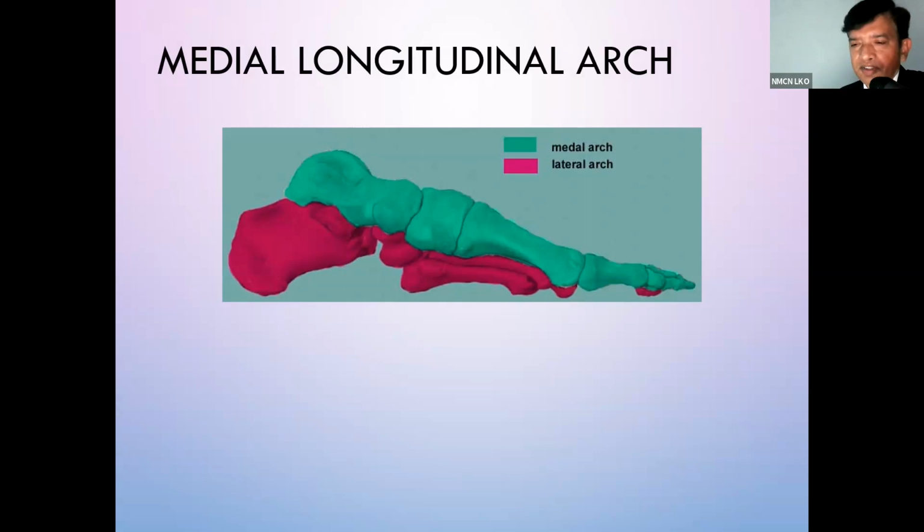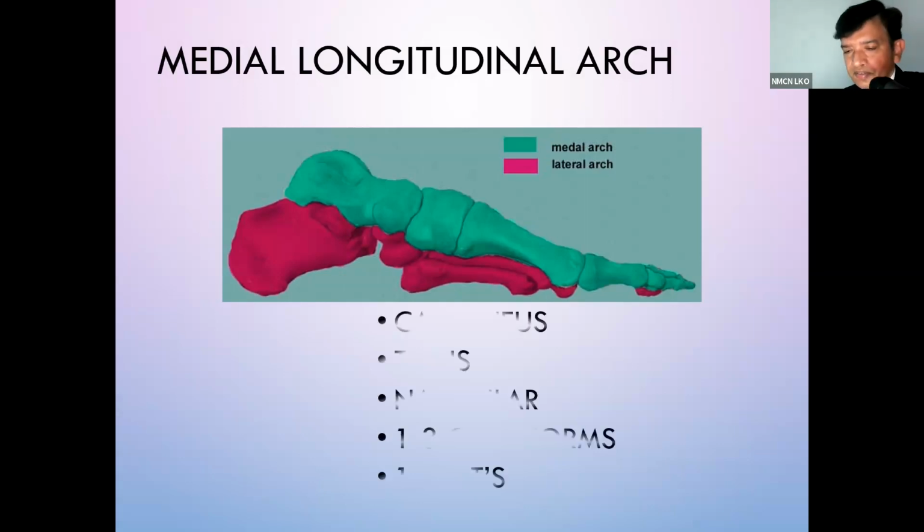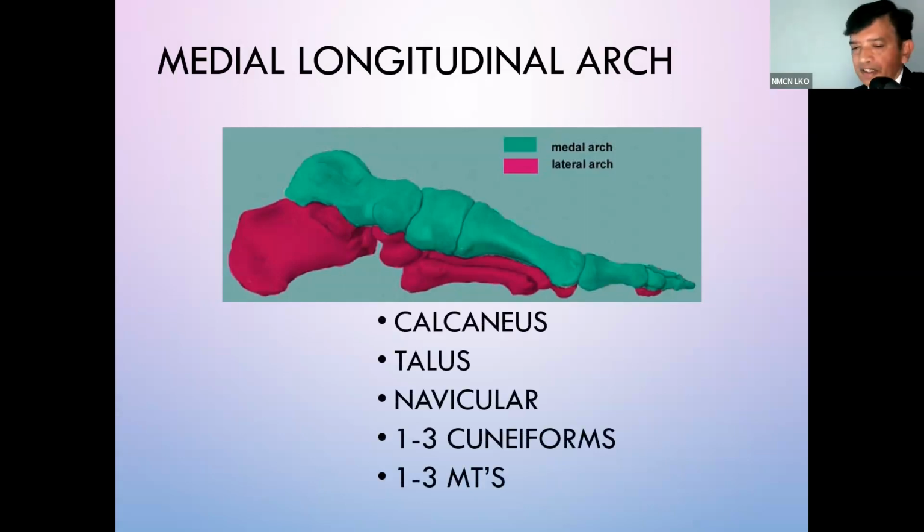So this is the medial longitudinal arch, where you see the calcaneum, talus, and navicular, and then the cuneiforms. So from calcaneum, talus, and then navicular and metatarsals.